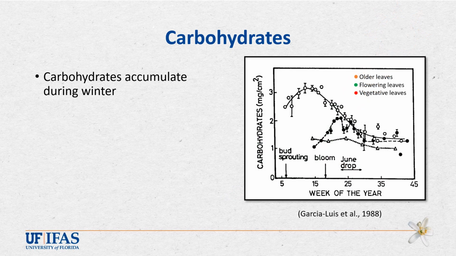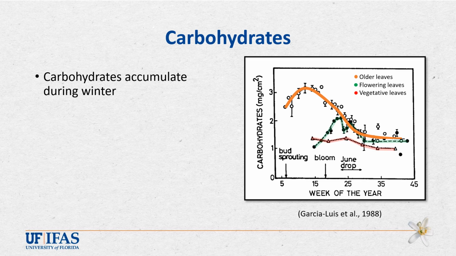In the figure on the right, we're looking at the carbohydrate levels in older mature leaves, the orange line, new flowering leaves, the green line, and new vegetative leaves, the red line. In the older leaves, we see that their carbohydrate levels increase during the first few weeks of the year, peaking right before bloom. We then see a rapid decline in carbohydrate levels as flowering takes place. The carbohydrates continue to decrease as the fruits set and develop, but we'll talk about that more in another video.